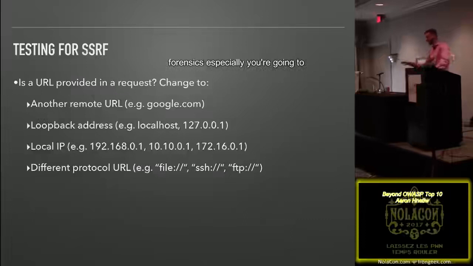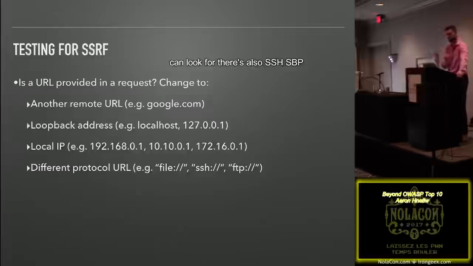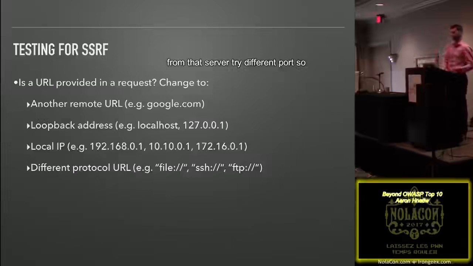There's a lot of other sensitive files. People that are in forensics especially are going to be really good with this because they know a lot of the sensitive locations on a local web server or any server. So talk to your local forensics guy if you want to understand what you can look for. There's also SSH, FTP. There's a ton of other protocols that you can check for, and it will return back data through that protocol. So you're not trying to query an SSH server over HTTP. That won't work. But if you use it over the SSH protocol, then that will work, and you can get back data from that server.